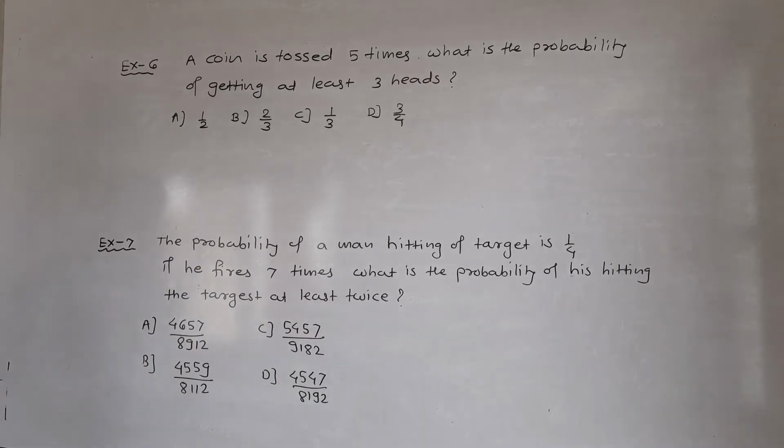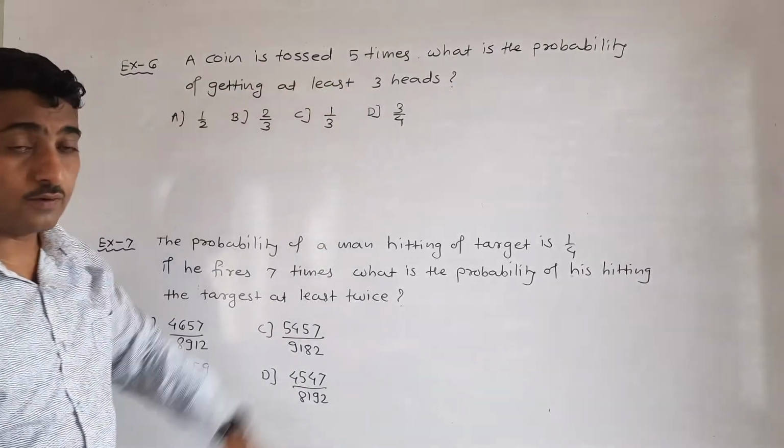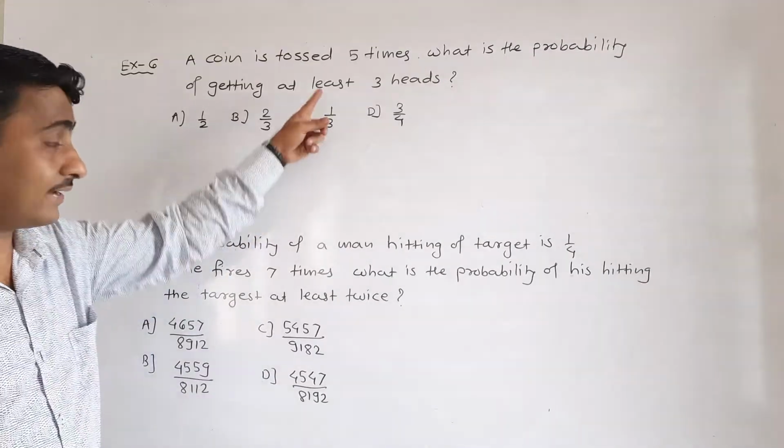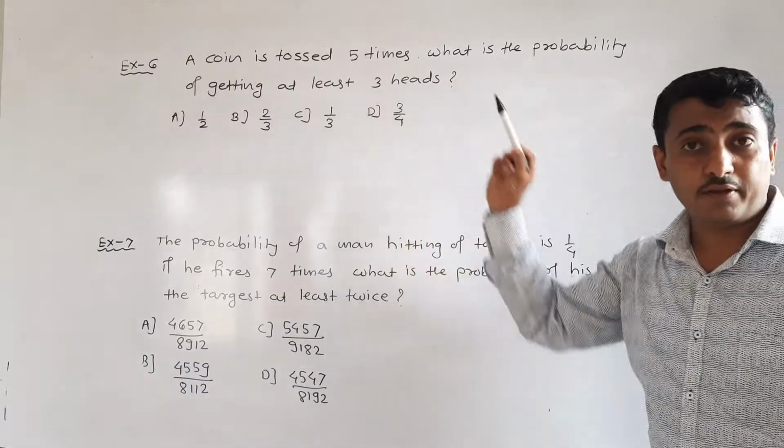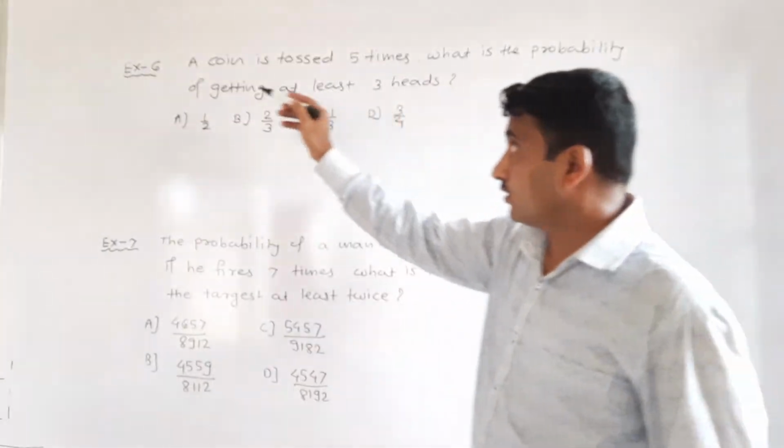Example number 6. A coin is tossed 5 times. What is the probability of getting at least 3 heads? कमीत कमी 3 heads मिळण्याची probability काय असा क्वेश्चन विचारला. Experiment is what? A coin is tossed.